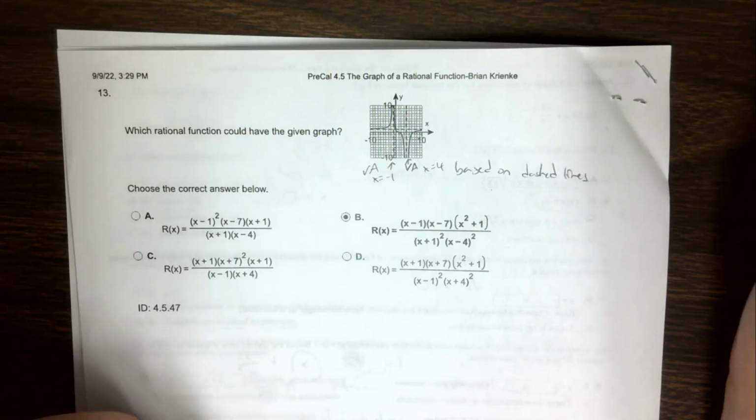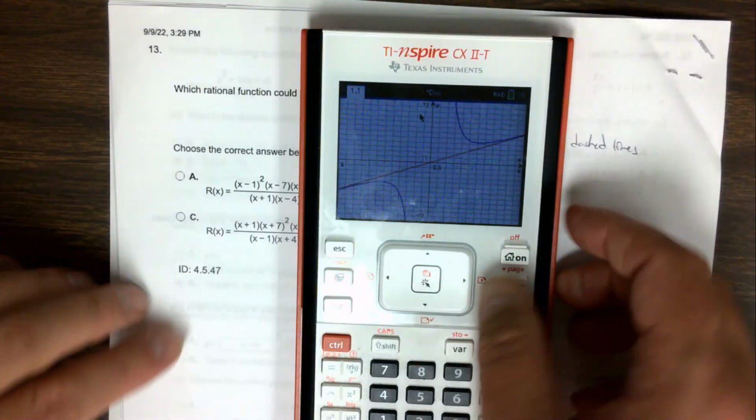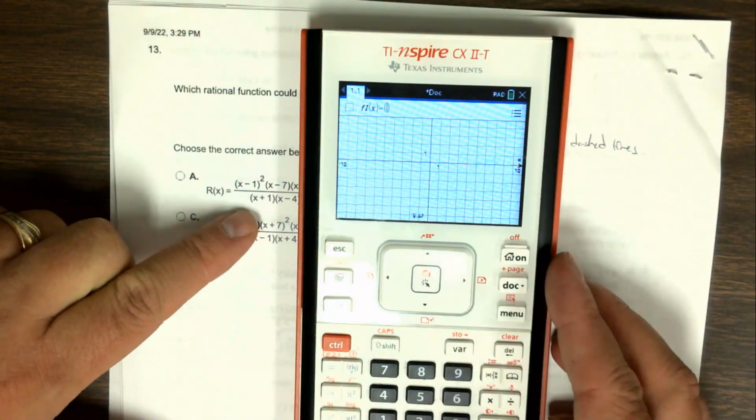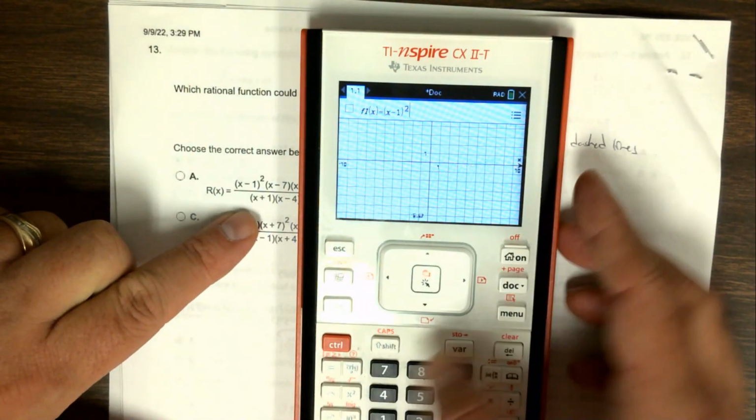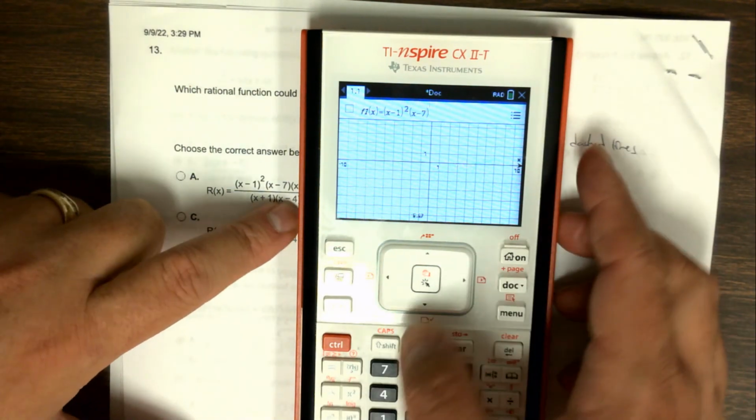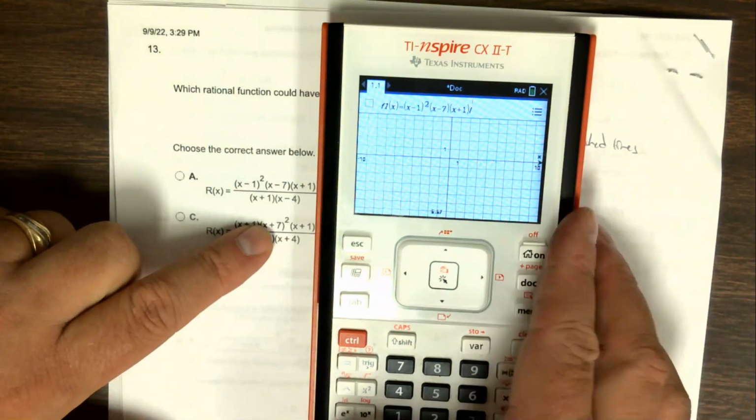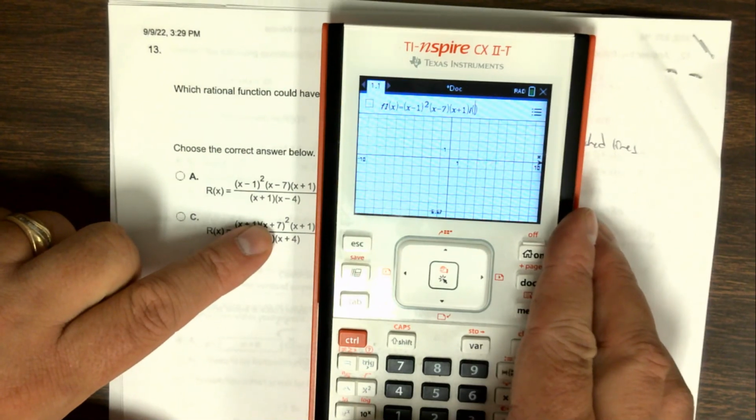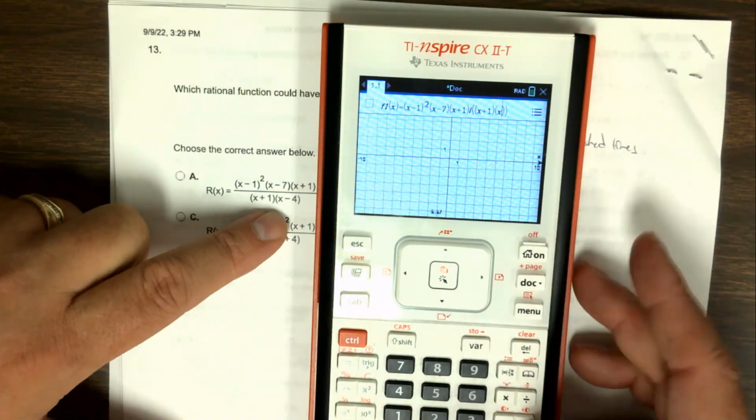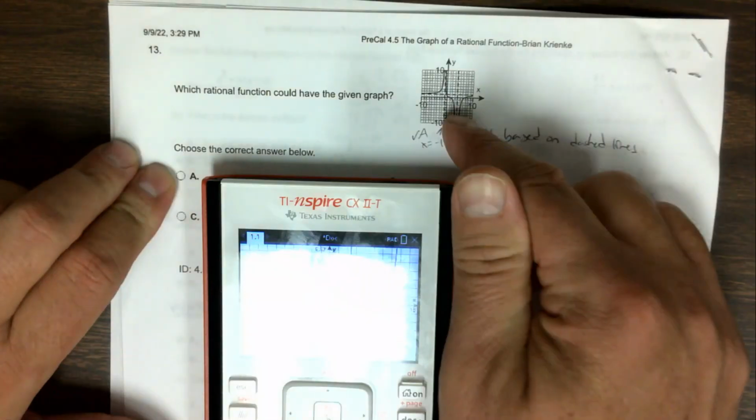So I would just go through the choices. Let's go to the first one. x minus 1 squared times x minus 7 times x plus 1. All of that divided by, remember we do an extra parentheses, x plus 1 and x minus 4. Okay, so that one looks like that, which does not match that graph. So it's not A.